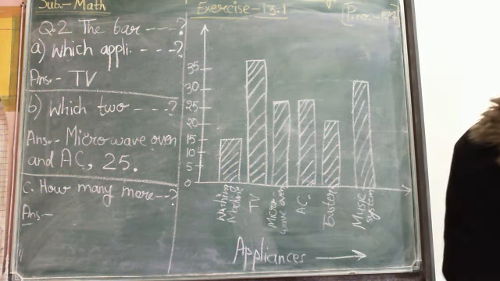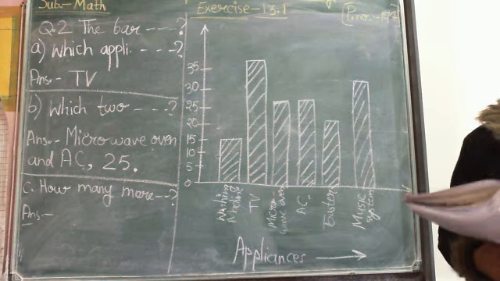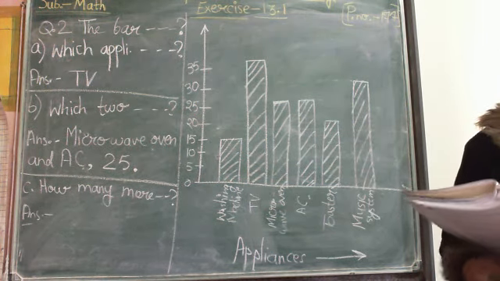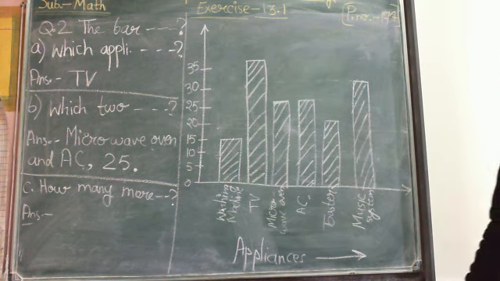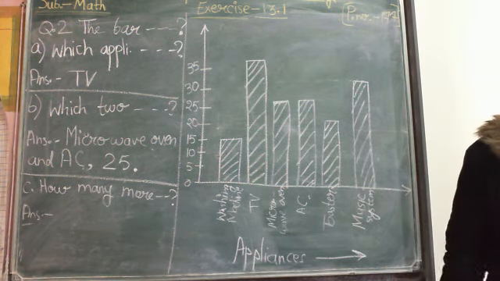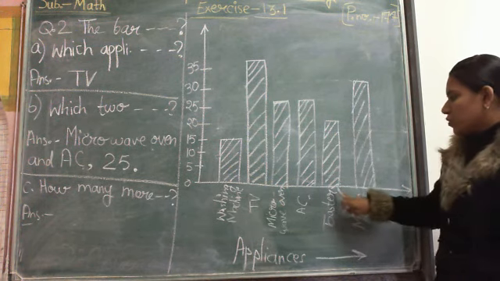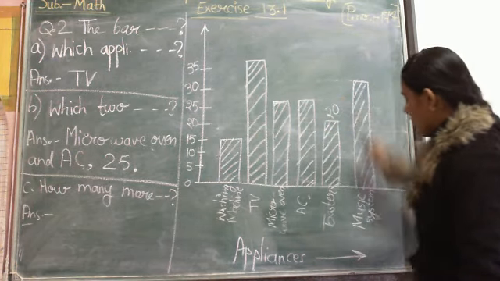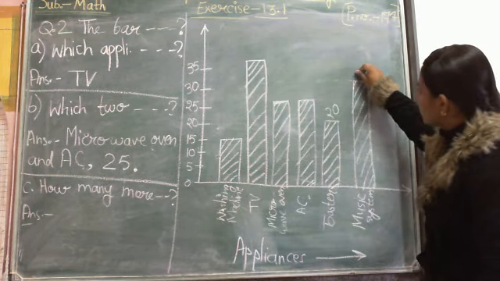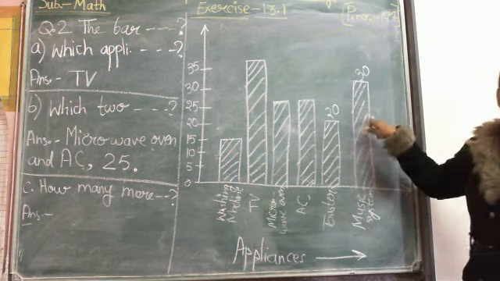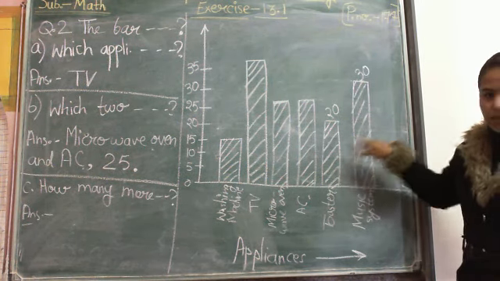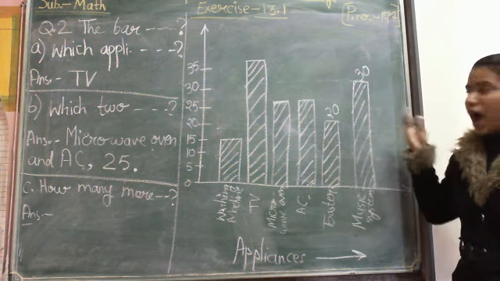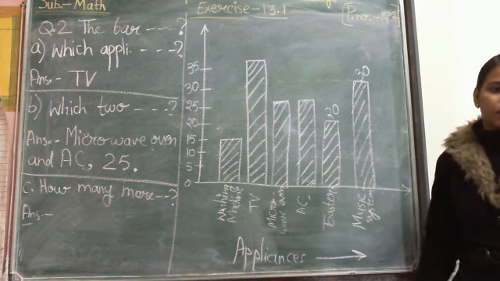Question number C. Let me read the question. How many more music systems were sold than toasters? So the bar of the toaster is up to 20, right? And the bar of the music system is up to 30. By observation, toasters are 20 and music systems sold were 30. Now how many more music systems were sold?